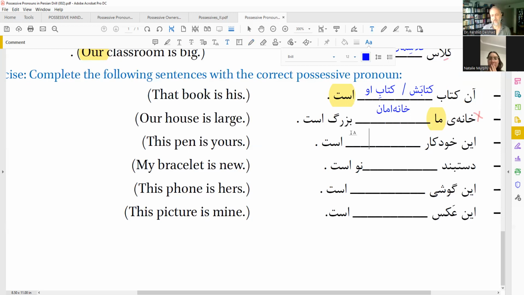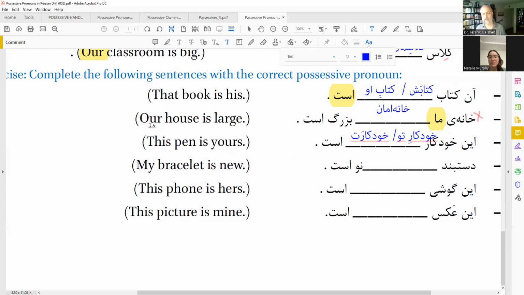So, خودکار. این خودکار تو است. Or خودکار تو. خودکارت. Exactly, خودکار تو versus خودکارت. Exactly. خودکار تو versus خودکارت.